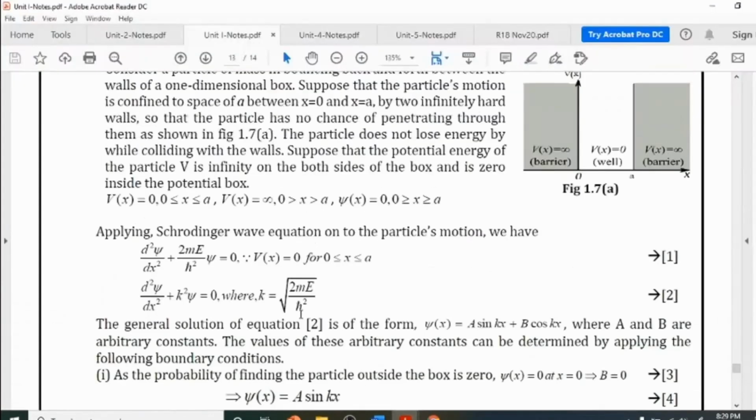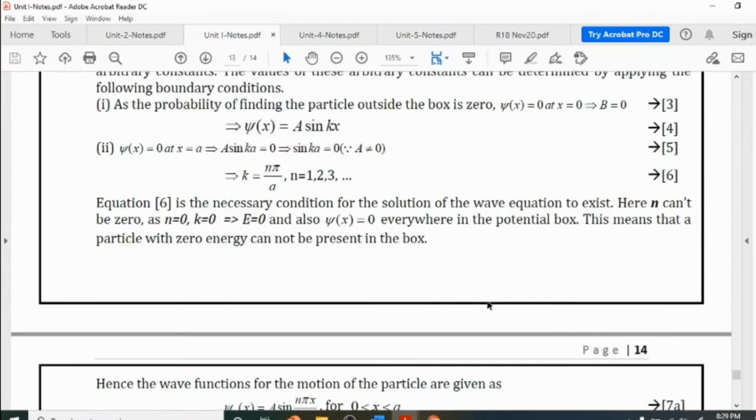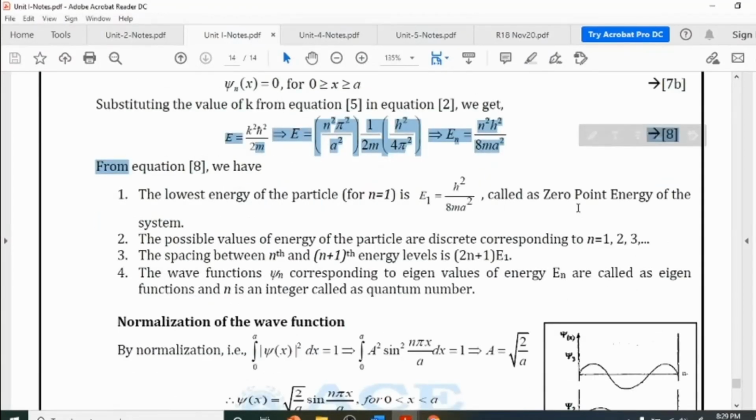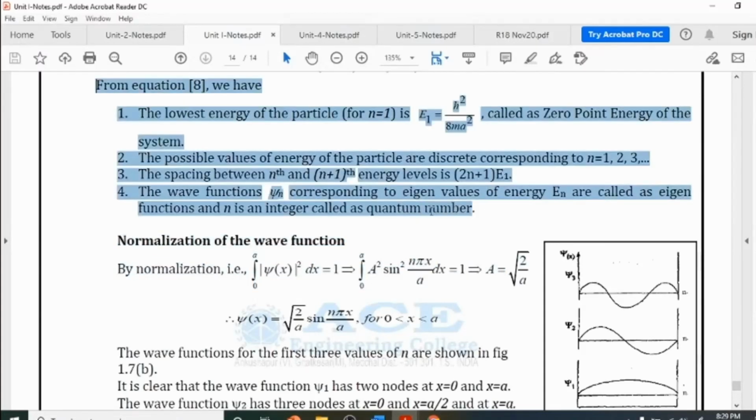Unit 1. Now particle in a one-dimensional potential box, as you can see in the heading here, you would write this entire thing, up to how much part? Until here only. Understood? This is the energy equation. And then you are asked also to write about the eigenvalues and eigenfunctions, that is this particular point, the 4th point. You can write all these 4 points for better understanding. That's it. So this is where you are going to get 8 marks.